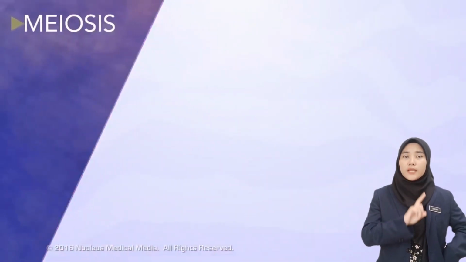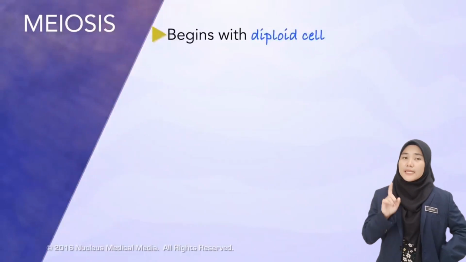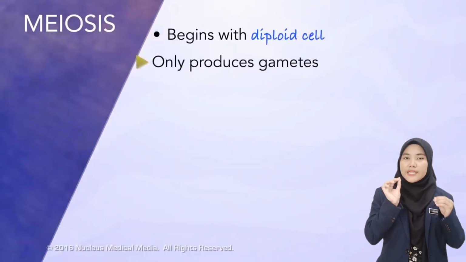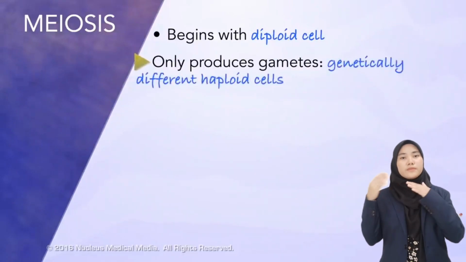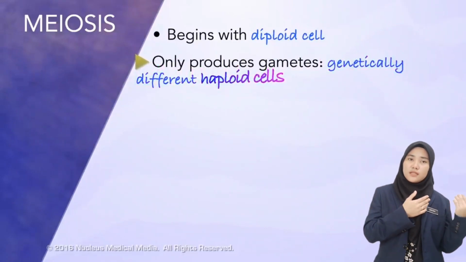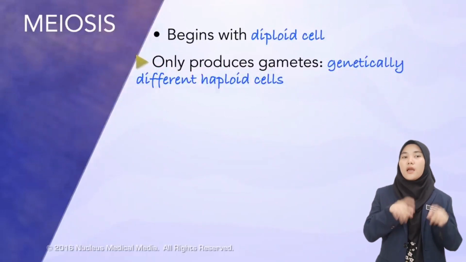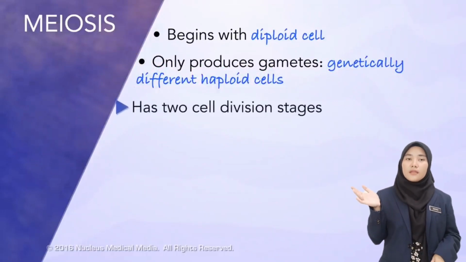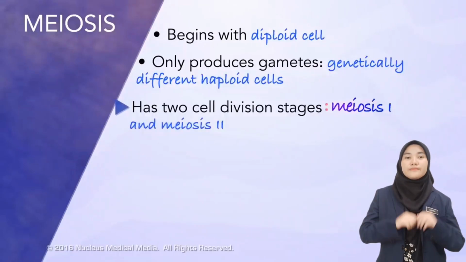First, it begins with a diploid cell. Meiosis only produces gametes, and gametes are genetically different haploid cells: sperm cells in males and egg cells in females. Next, meiosis has two stages of cell division called meiosis 1 and meiosis 2.